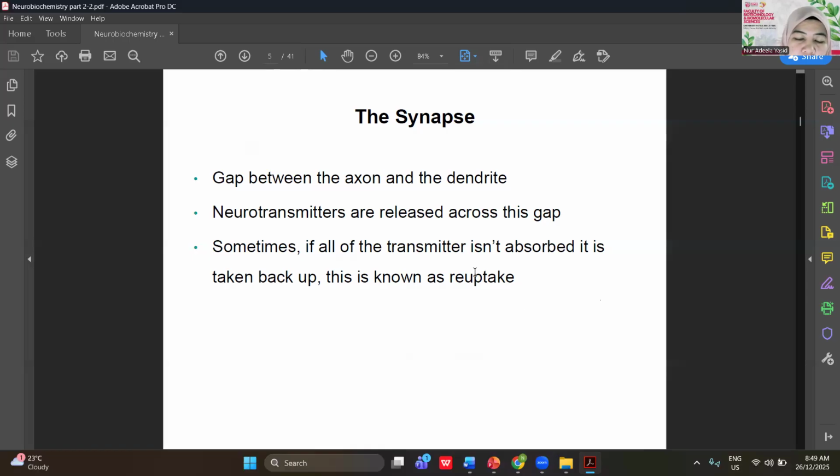This binding can either excite, which is depolarize, or inhibit, which is hyperpolarize, the postsynaptic neuron, depending on the type of neurotransmitter and receptor involved. And last but not least, there is a process of reuptake and removal. Not all neurotransmitters are absorbed by the postsynaptic neuron. Unused neurotransmitters are often reabsorbed by the presynaptic neuron through a process called reuptake.